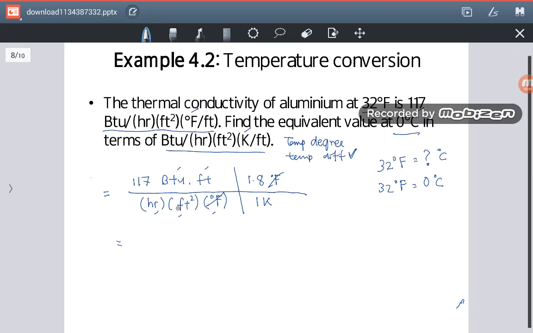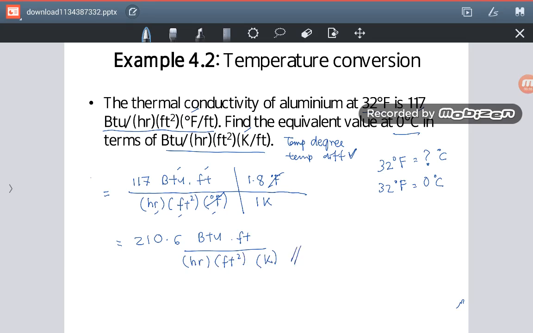And cancel, and then you're going to get the final answer with 210.6 BTU per feet hour feet square Kelvin. So this is the final answer.